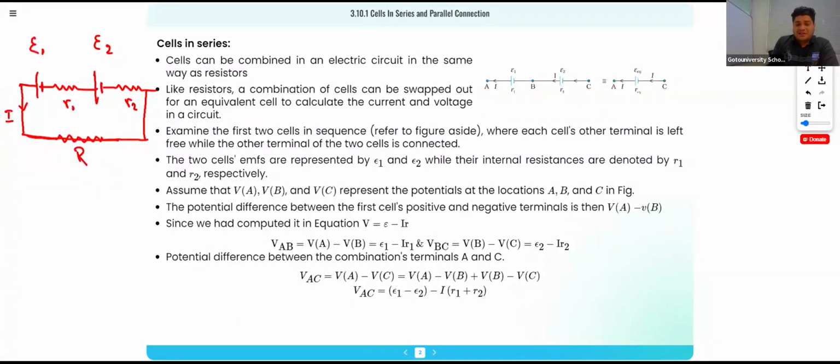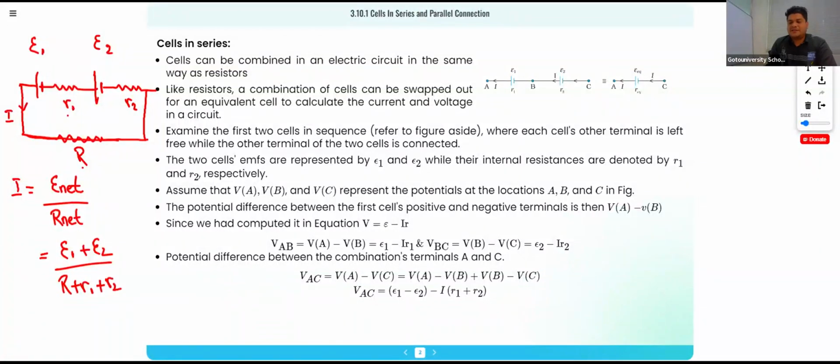If you discuss the series combination, in series combination your current will be the same. Just remember, current is E net over R net. E net is E1 plus E2. And R net will be R plus R1 plus R2. So in series, always remember this will be the formula.